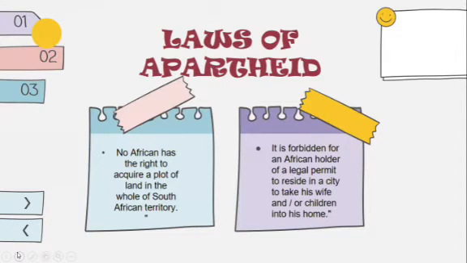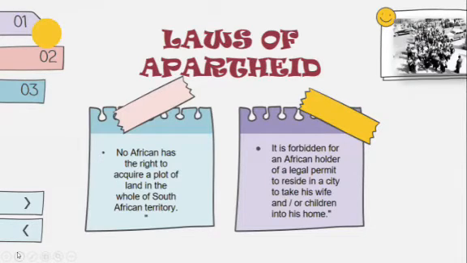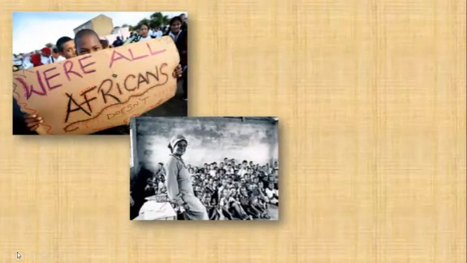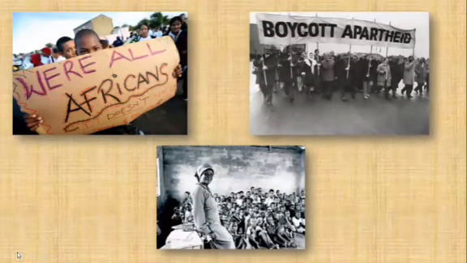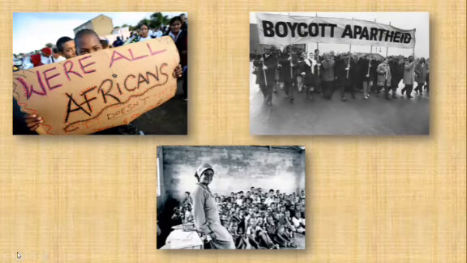Laws of Apartheid. No African has the right to acquire a plot of land in the whole of South African territory. It is forbidden for an African holder of a legal permit to reside in a city to take his wife and or children into his home. Police forces have the right to enter any home at any time of the day or night to ensure that no colored person is there.